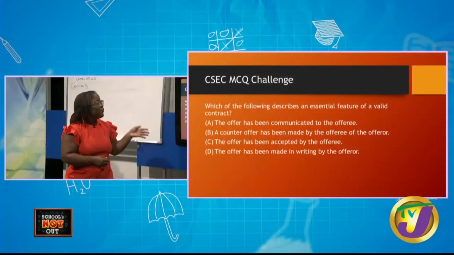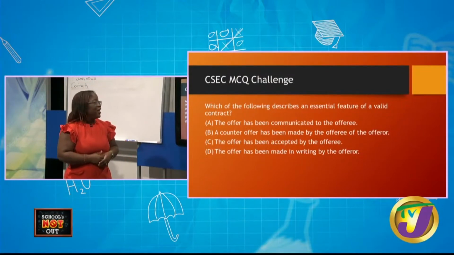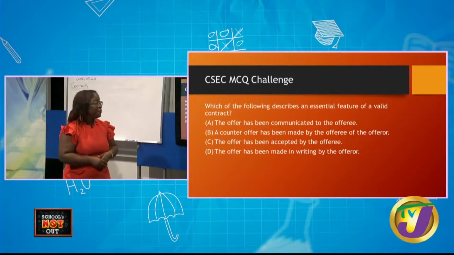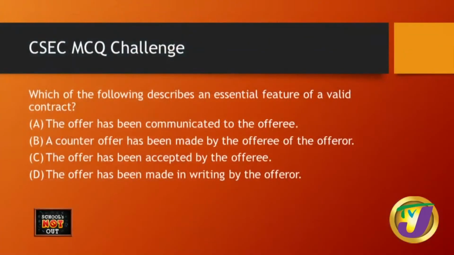So let's look at what the question requires. It says, which of the following describes an essential feature of a valid contract? Is it A, the offer has been communicated to the offeree? Is it B, a counter offer has been made by the offeree of the offer?